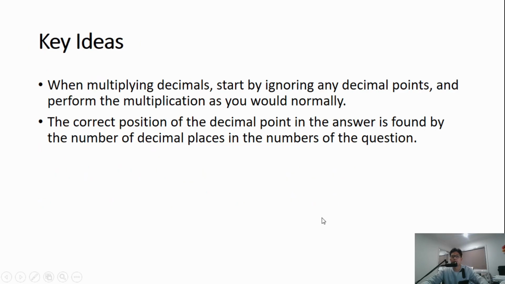So before we start multiplying decimals, these are two key points we need to keep in mind. The first one is when multiplying decimals, we start by ignoring the decimal point, and then we perform the multiplication as you would with any other number. The correct position of the decimal point is determined after you've done that, and is found by the number of decimal places there are in the numbers of the question. So this will make a little bit more sense when I go through these in the next few slides.